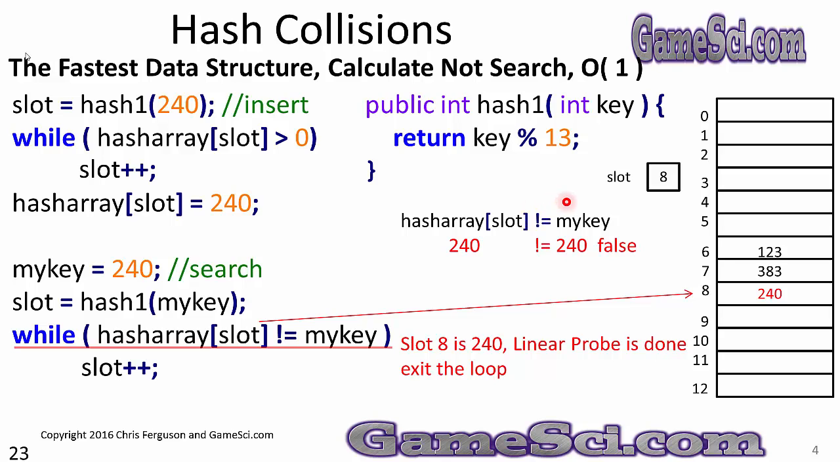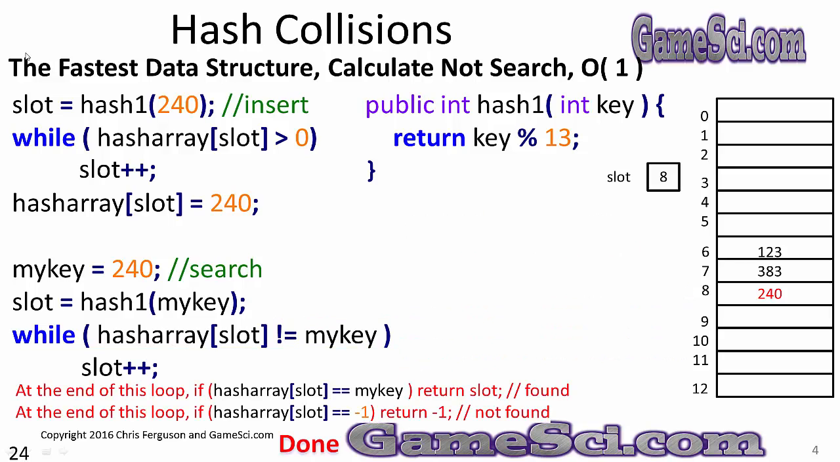Hash array of slot not equal to my key. Well, in slot 8, we have a 240. Not equal to 240 is a false statement. Slot 8 is 240. The linear probe is done. We are going to exit this loop because this condition went to false. When we exit that loop, we found our data.